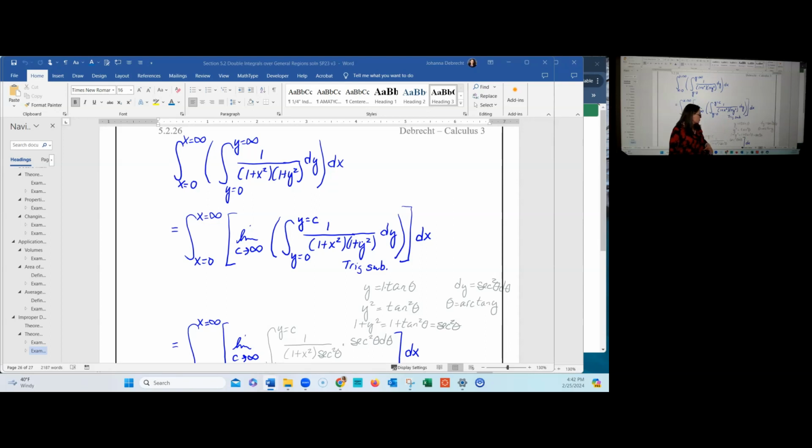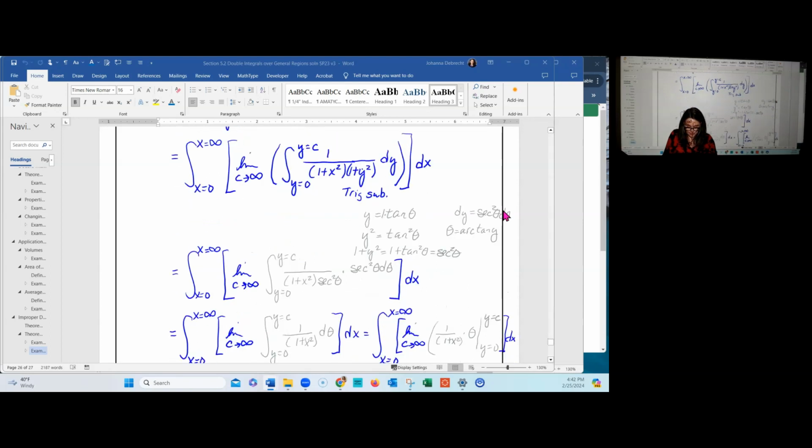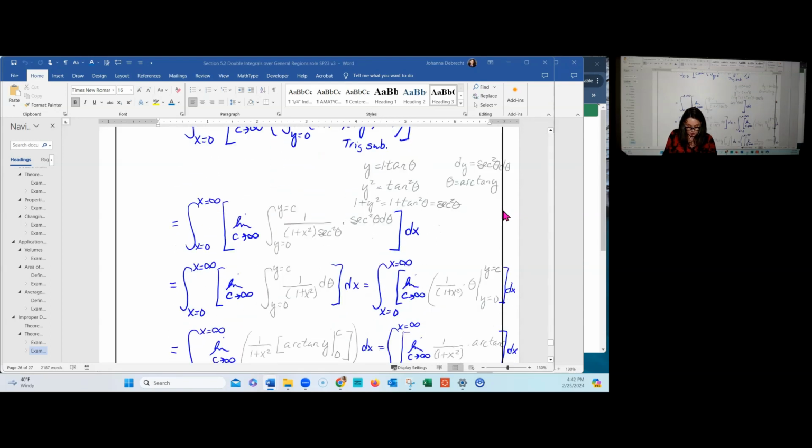When we make our substitution, this gives us the integral of 1 over 1 plus x squared times secant squared in the denominator times secant squared theta d theta in the numerator. The secant squareds of theta, of course, will simply cancel, and this leads us then to be able to write that we have the integral evaluated between 0 and c.